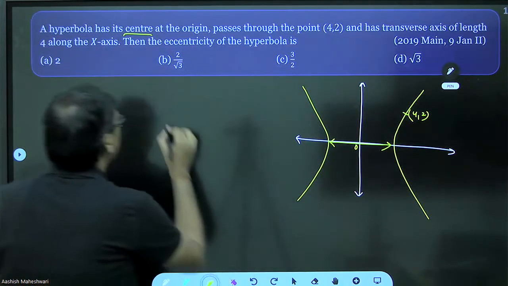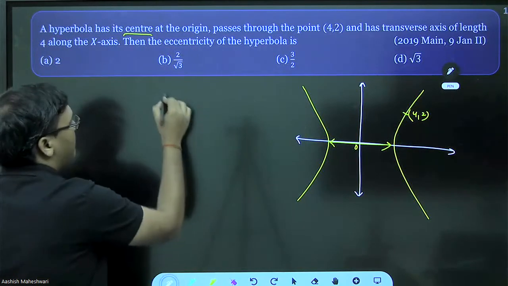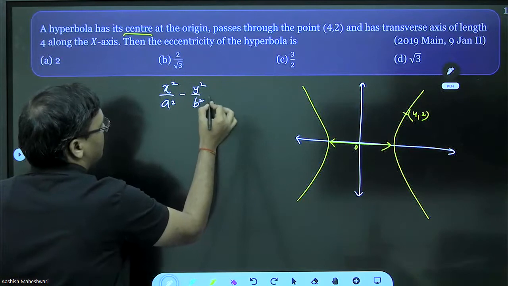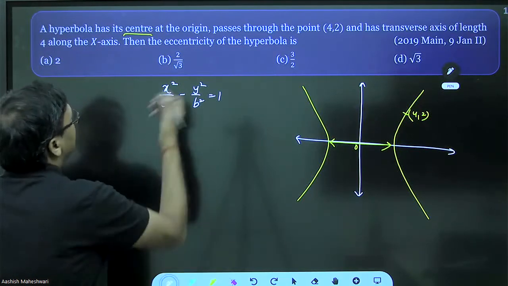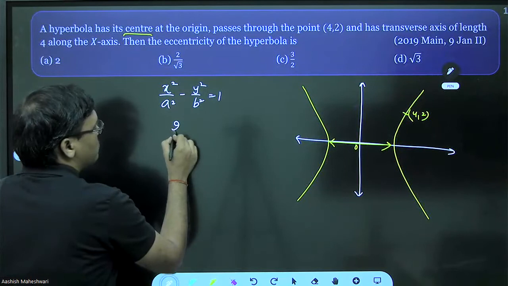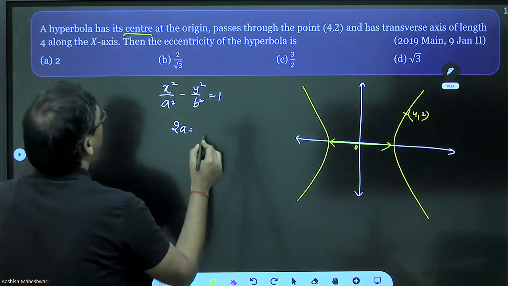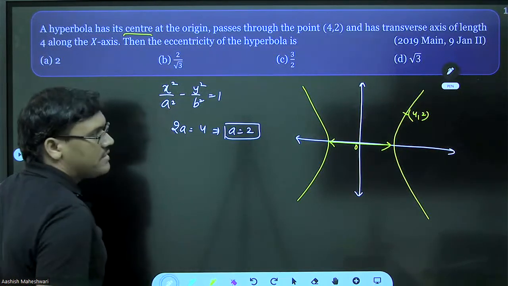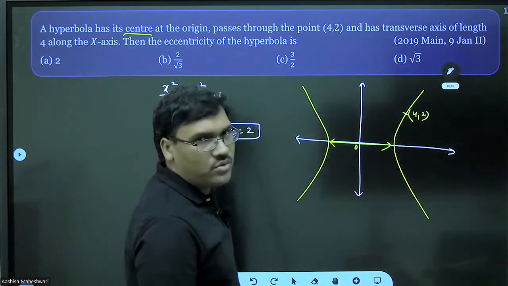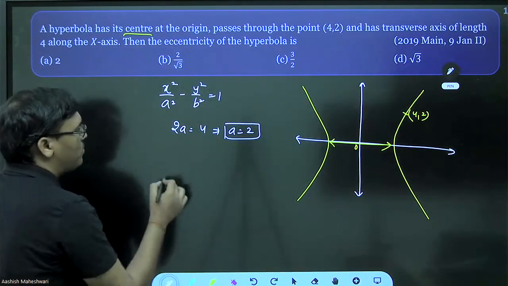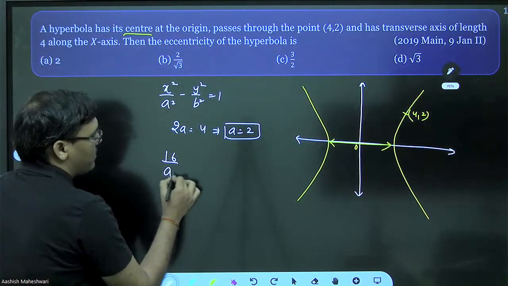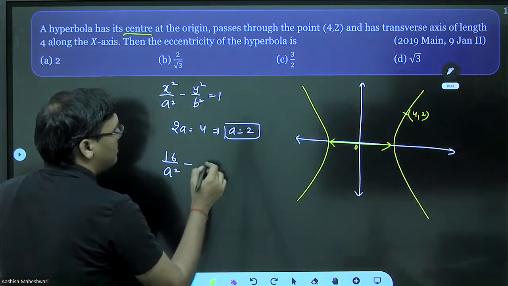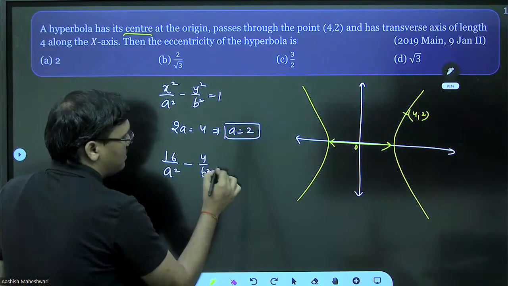What is the length of transverse axis? Let's say the hyperbola again. This is the standard hyperbola: x square upon a square minus y square upon b square equal to 1. The length of transverse axis is 2A. This is equal to 4. So what is the value of A? A is equal to 2. Second, this hyperbola is passing through 4, 2. So 4, 2 will satisfy this equation. Putting 4, 2, this is 16 by A square minus 4 by B square is equal to 1.